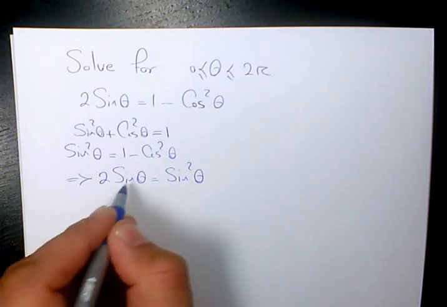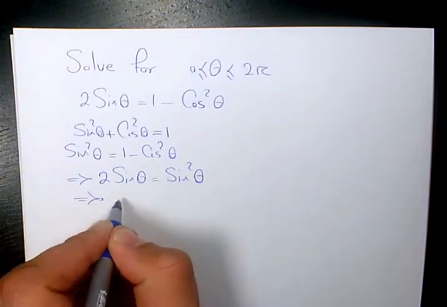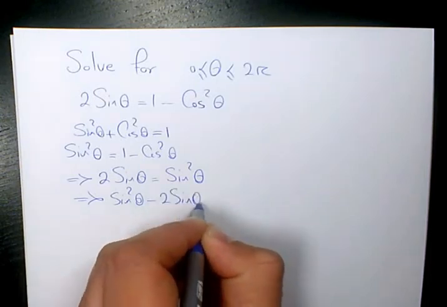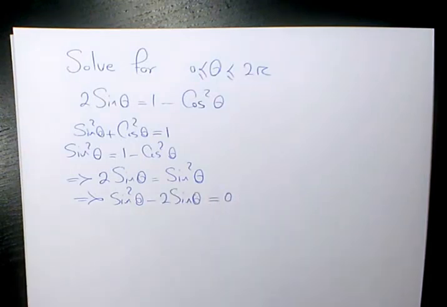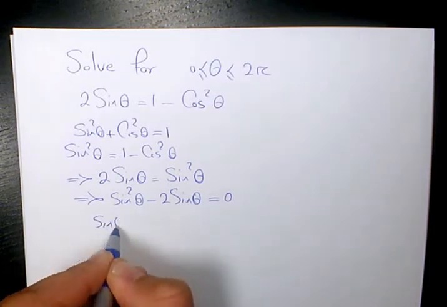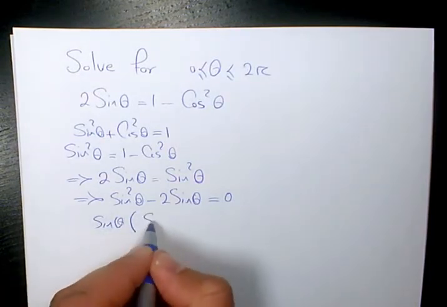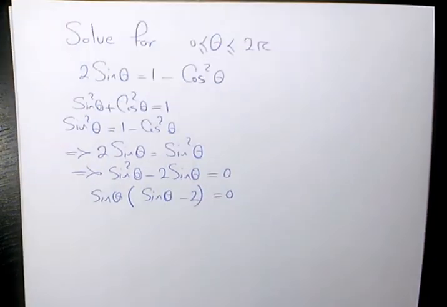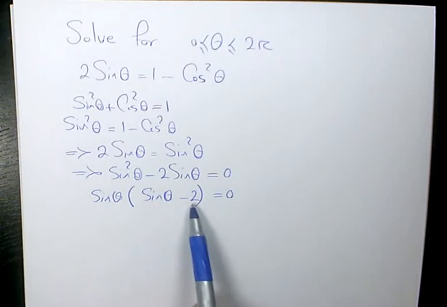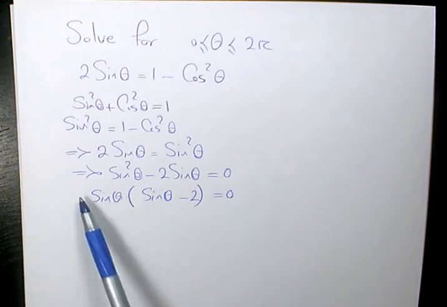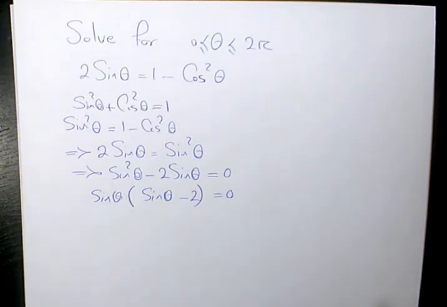Then I move everything to one side. I can have it as sine squared theta minus 2 sine theta equals 0. And then I can factor sine theta because that's common between these two terms. It's going to be sine theta times sine theta minus 2 equals 0. The product of two expressions equals 0, which means that either this one equals 0 or this one.